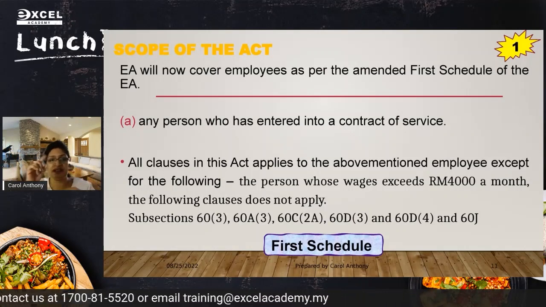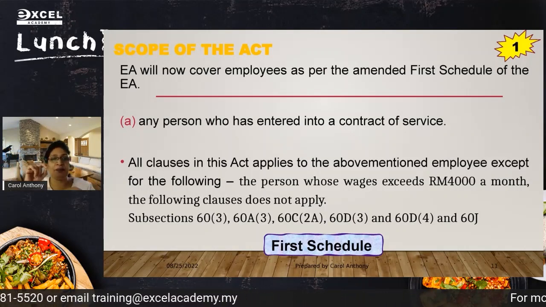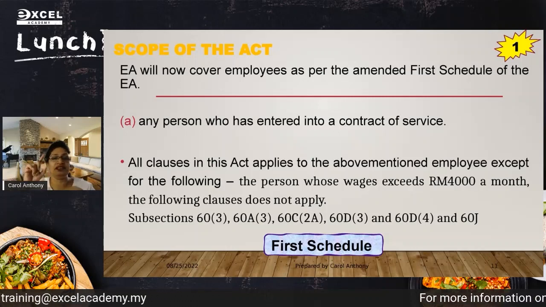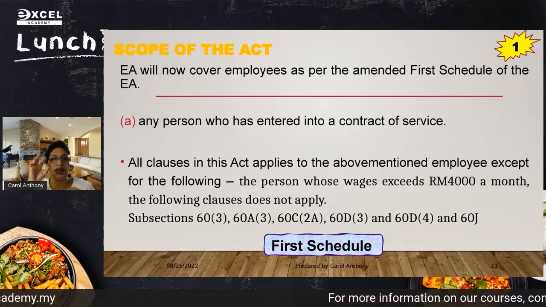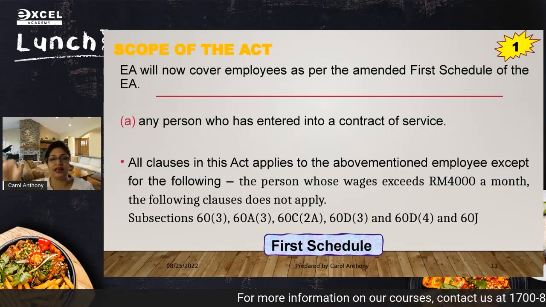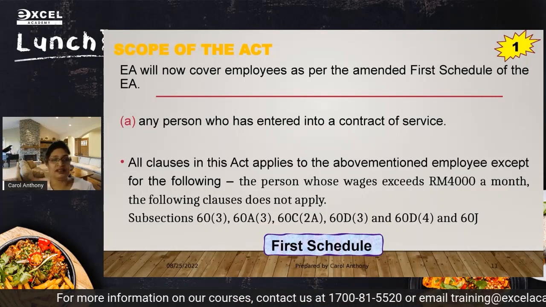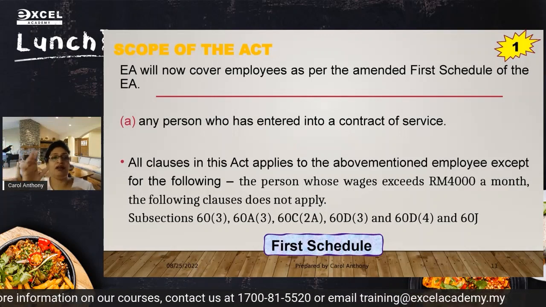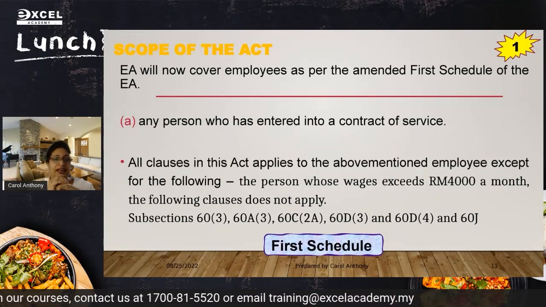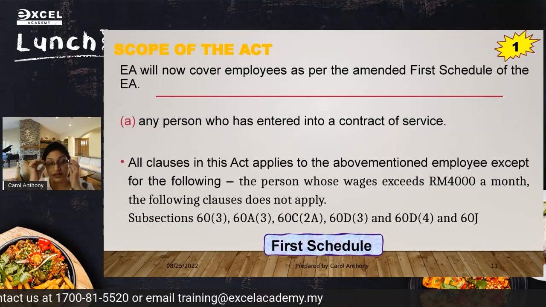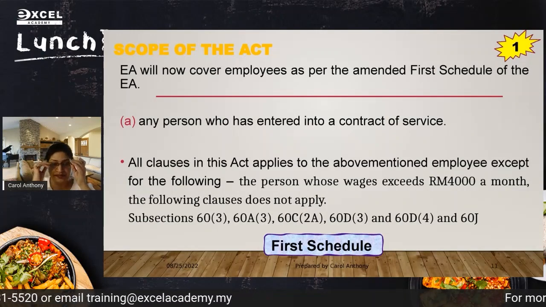So that's why they now define the employee in detail in section 101. So whoever you hired, no matter what the salary, 20,000 per month or 30,000 per month, or even a CEO or MD, all are covered under the Employment Act now. Okay, so that's one major change.